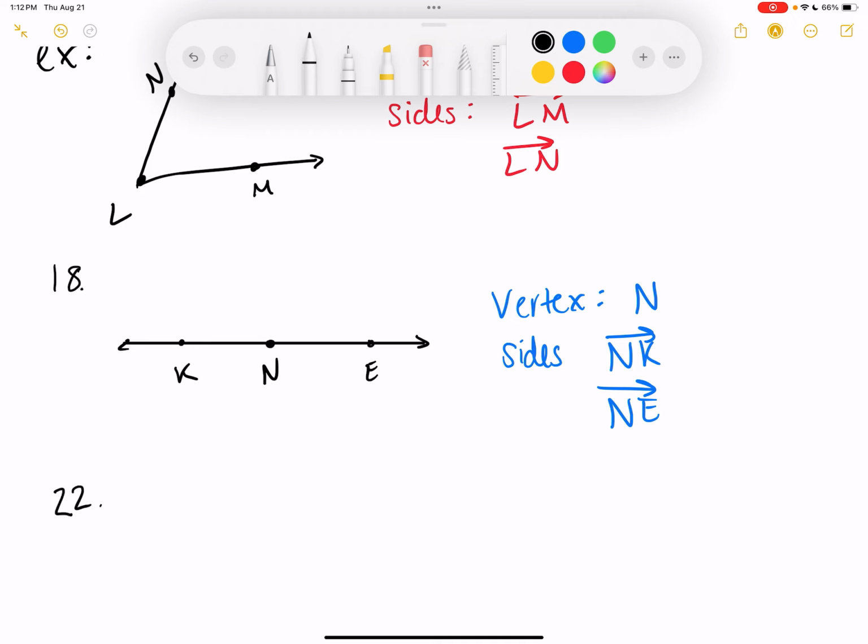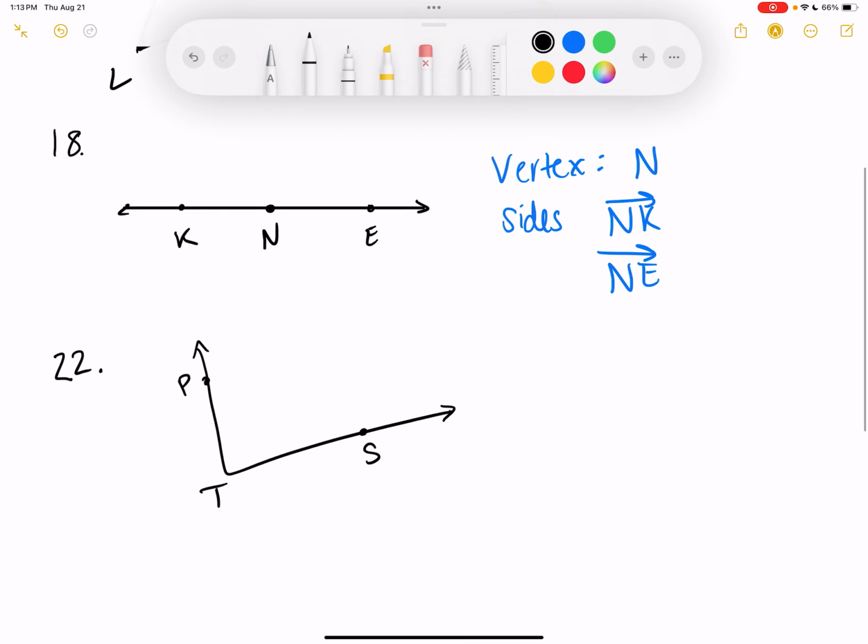22. We have T here, P here. Oh, that's not a P. There we go. And S here. So I need to come up with some names for this. Anybody have one? PTS, that's one. Angle PTS.